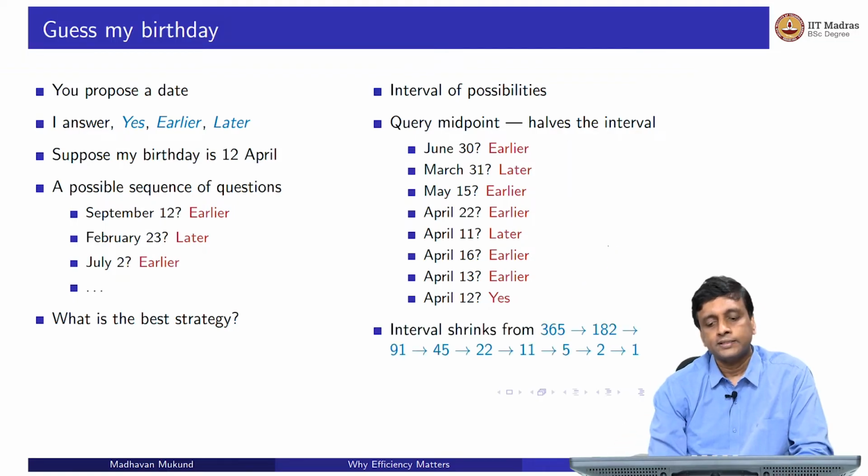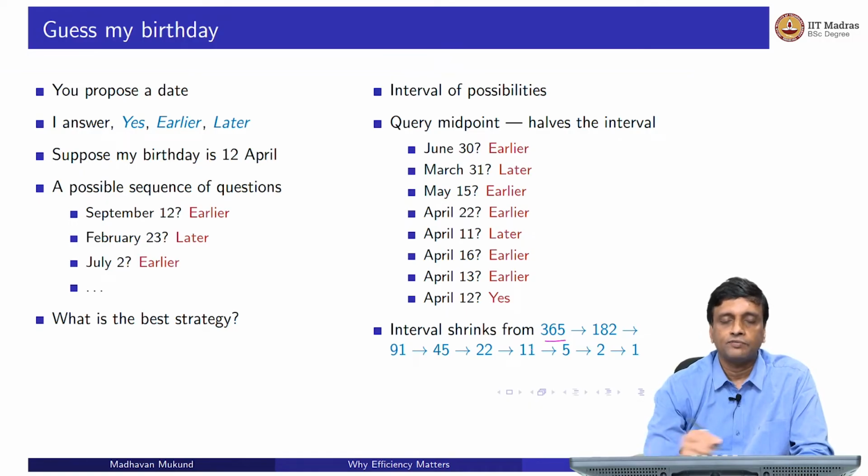So how does this work in general? Well, the interval shrinks, right. So initially we are looking at 365 days, then we look at half of that because one number gets knocked off, so 364 divided by 2, so 182 days. Then 182, one number gets knocked off, I will have 90 or 91. So in the worst case, I will have 91 and so on. So 91 becomes 45, 45 becomes 22. So each time I am subtracting 1 and halving and getting roughly that number.